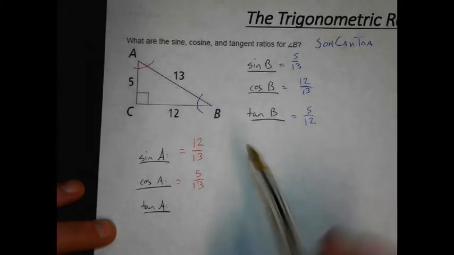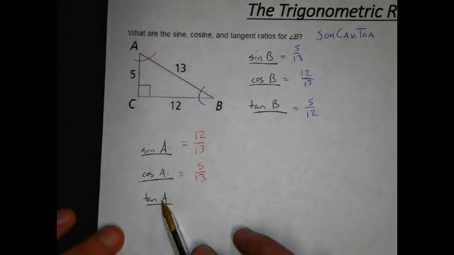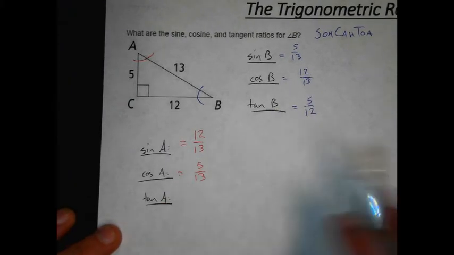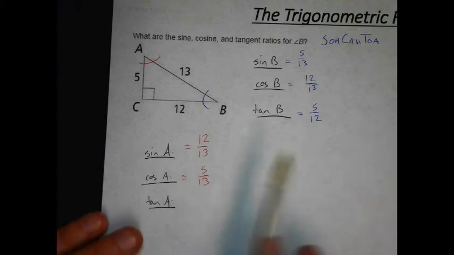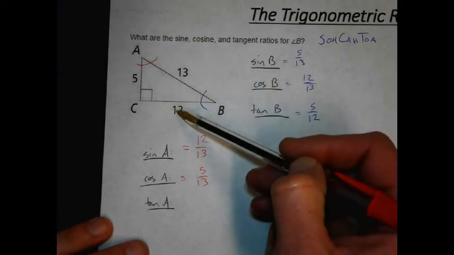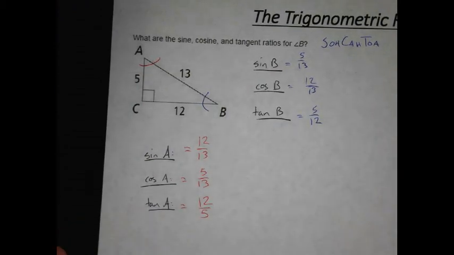And the tangent of the angle is the inverse of its complement. Okay, so the tangent of an angle is the inverse of the tangent of its complement. So here's the tangent of angle B is 5 over 12. Guess what the tangent of angle A is going to be? 12 over 5, right? It's going to be the inverse of the complement. So how's that work? Here's angle A, opposite over adjacent, 12 over 5. And that is the basics of the trig ratios.